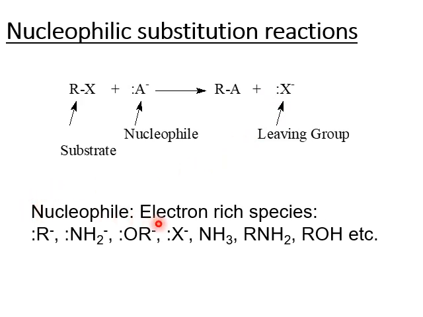So nucleophiles are usually electron-rich species. Therefore, sometimes they're negative. You have R groups. You have amines. You have ethers. You have halogens, ammonia, R amine, and hydroxide.